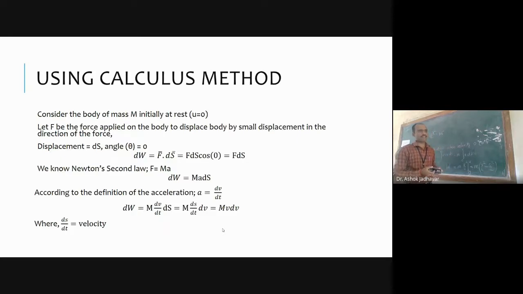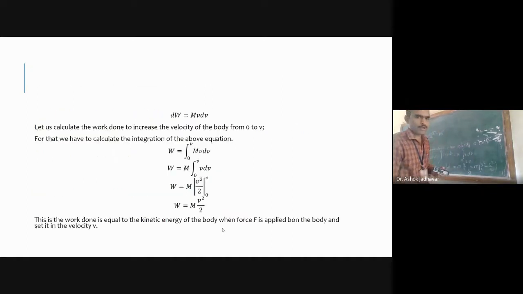According to the definition of acceleration, we can write a is equal to dv by dt in the equation of this small work done. So dW is equal to m dv by dt into ds. We have just shifted the positions of dv and ds. So we can write m ds by dt multiplied with dv. ds by dt is nothing but the velocity, so ds by dt is equal to v. So we can write this small work done dW equals mass into velocity into dv. So this is the equation for dW.